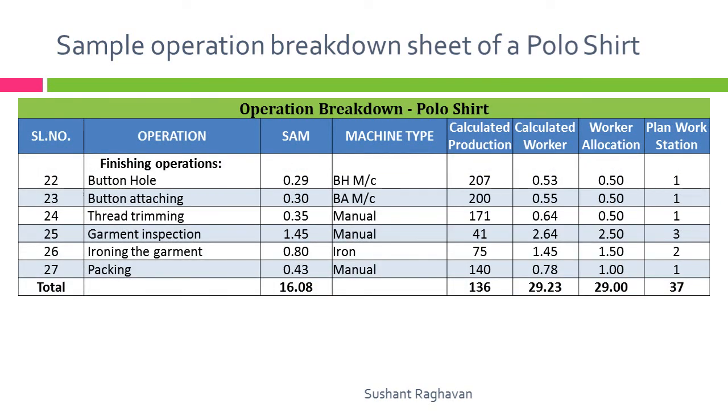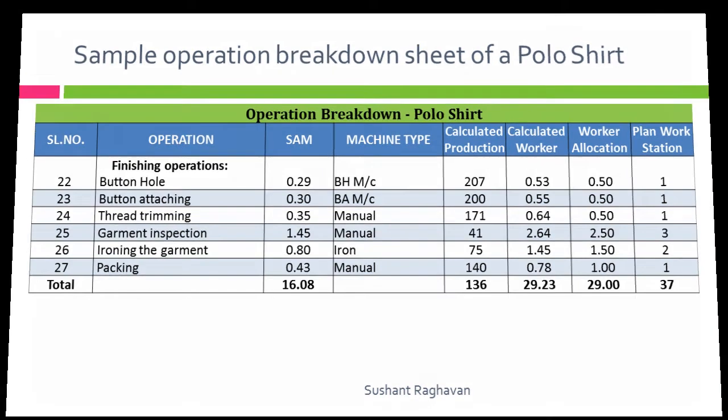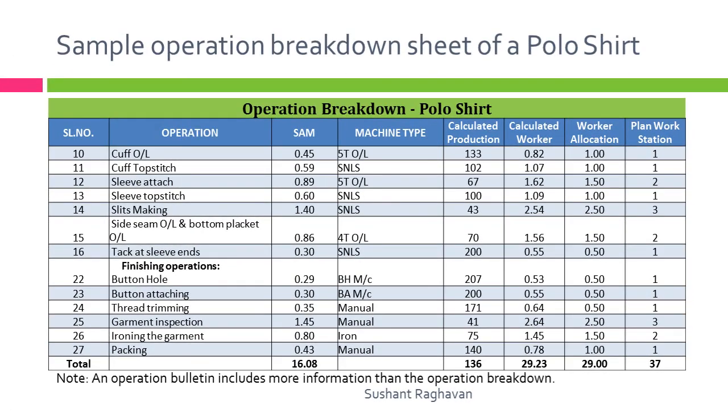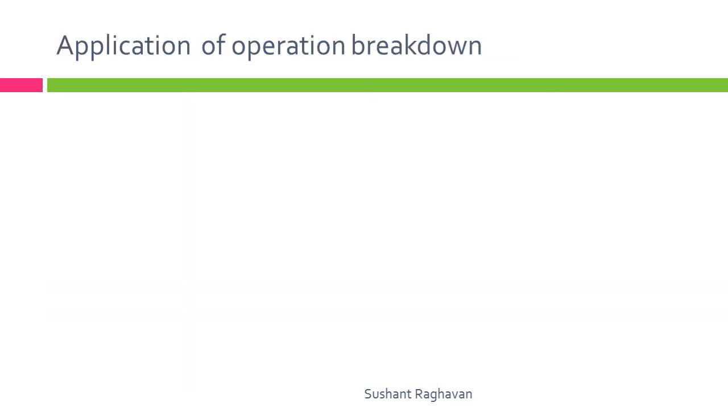Finishing operations: buttonhole, button attaching, thread trimming, garment inspection, ironing the garment and packaging. Total SAM, total calculated worker, total worker allocation, total plan workstation. Note: an operation bulletin includes more information than the operation breakdown.